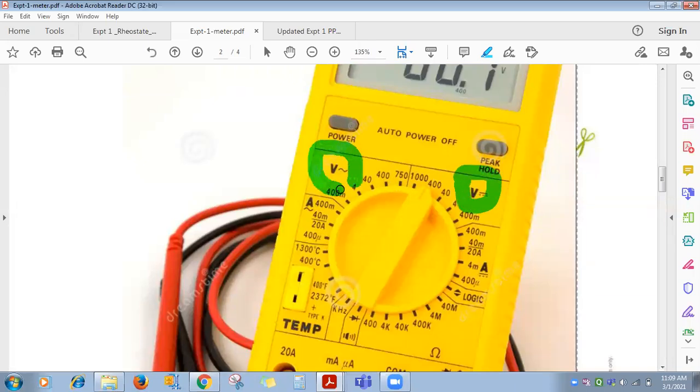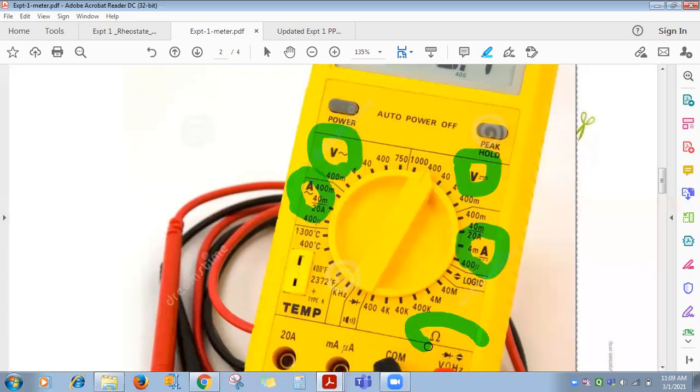What is this? AC voltmeter. AC voltage. What is this? AC ammeter, AC current. DC current. AC ammeter, DC ammeter. What is this symbol? Resistance. What is the symbol below it? Diode, yes.